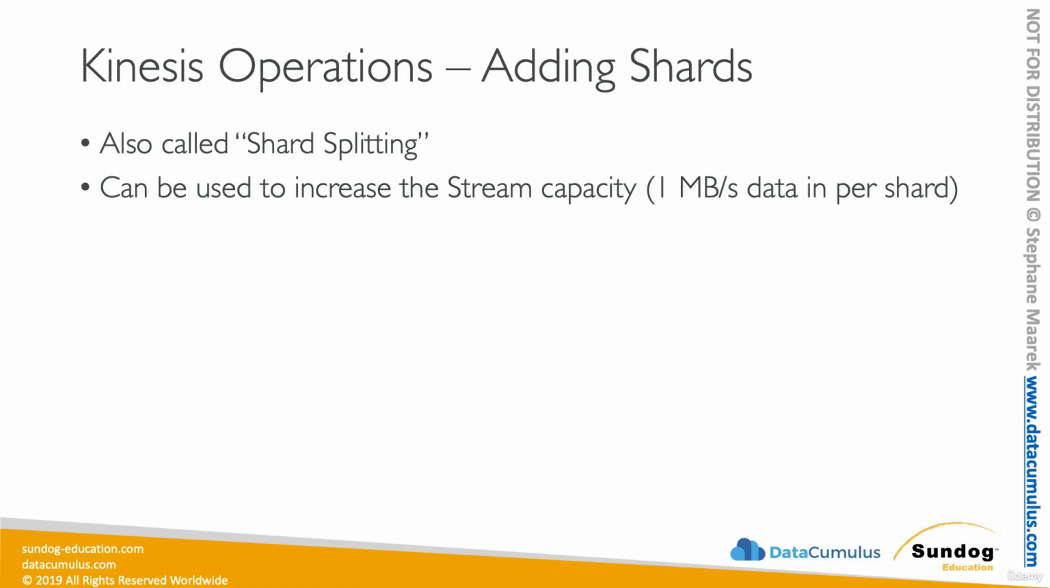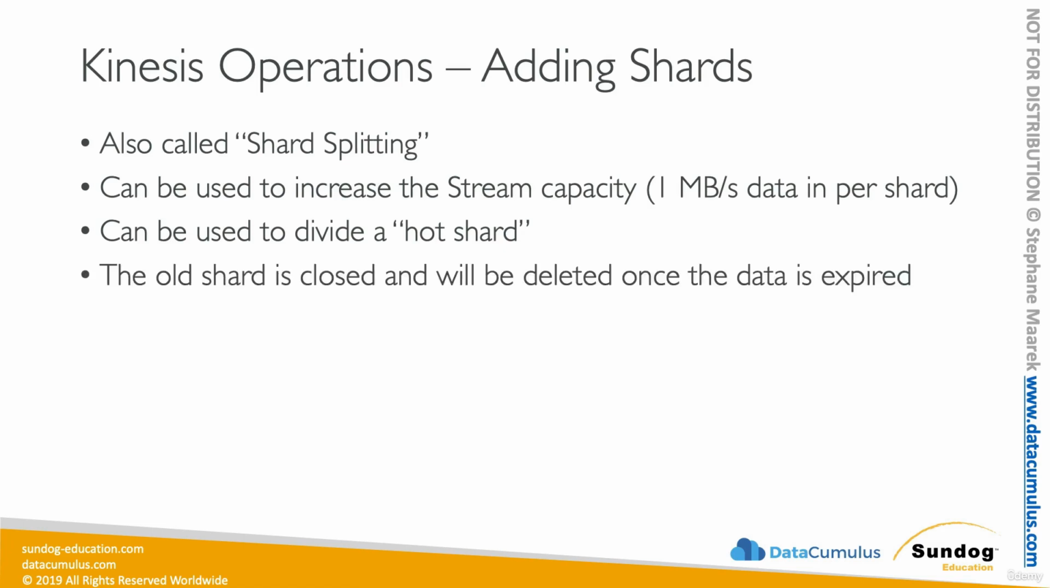So remember how you get 1 megabyte per second of data per shard. Then if you have 10 shards, you have 10 megabytes per second, right? So if you want to increase the stream capacity, you need to split a shard. It can also be used to divide a hot shard. So if you have a hot shard, one shard that's being used more than others, we'll just split it and it will probably increase our throughput.